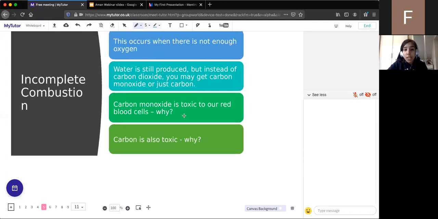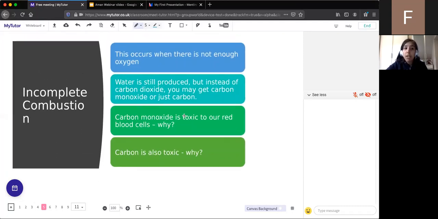Really good questions. So let's just recap this slide then. So complete combustion produces carbon dioxide and water. Incomplete combustion happens when there's not enough oxygen and we produce water and carbon monoxide, or water and carbon. In exam questions, they will tell you what is produced. They won't expect you to know. Usually they'll say, oh, carbon monoxide is produced or carbon is produced.